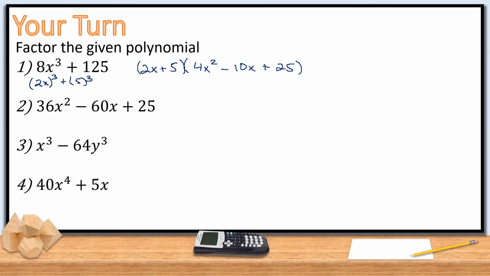Second one, we've got 36x squared minus 60x plus 25. So it's 3 terms. 36 is a square number, 25 is a square number. So I'd be looking at that and thinking, all right, it could be a perfect square trinomial. Let's take a look. So 36 would be (6x) squared. 25 is 5 squared. All right, so 6x times 5 is 30x, times 2 is 60. So I'm like, okay, I've got that perfect square trinomial going on here.